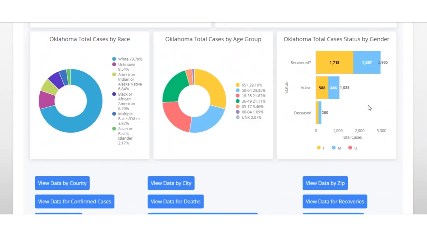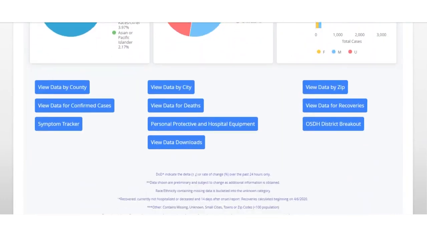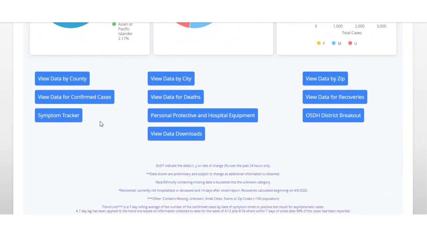As you scroll further down the page, you will notice that there are several blue tiles that are available to click to be able to access additional information. The first ones that I'll call your information to are here at the top. We have additional data slices that provide case, death, and recovered information by county, by city, as well as by zip code. We'll start out by taking a look at the visualizations by county.